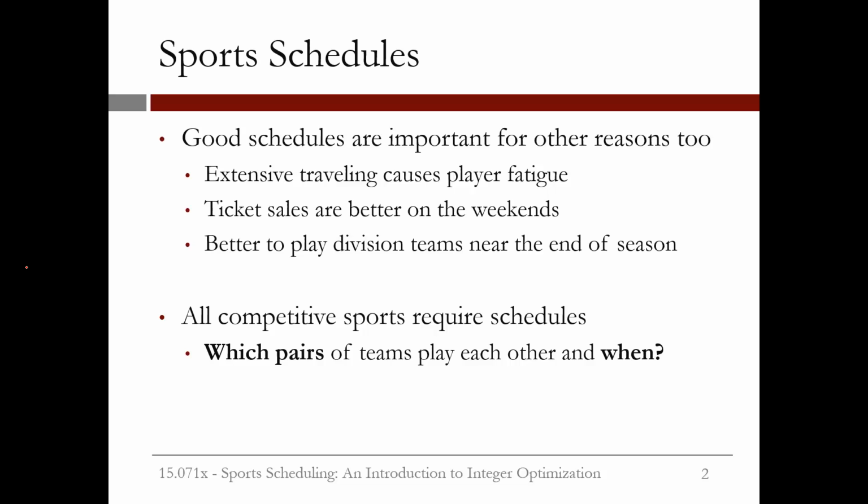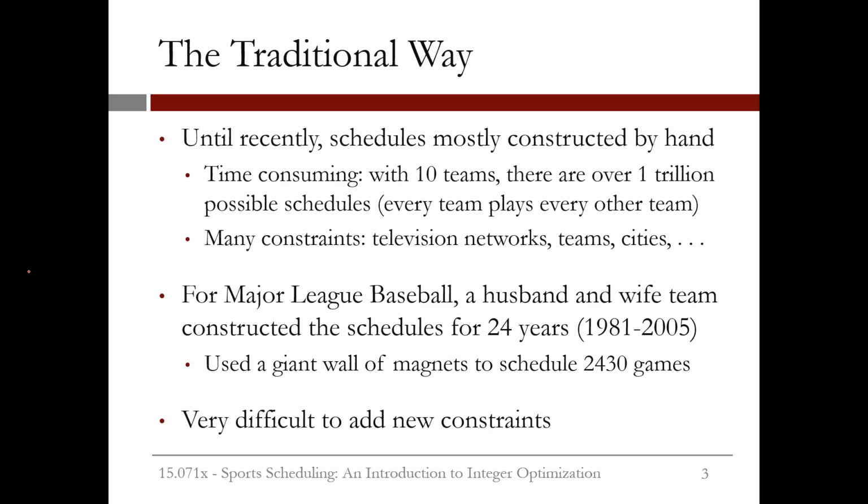All competitive sports require schedules, defining which pairs of teams play each other and when. Until recently, sports schedules were mostly constructed by hand. This is incredibly time-consuming. With just 10 teams, there are over 1 trillion possible schedules where every team plays every other team. There are many constraints defined by the TV networks, teams, cities, and others.